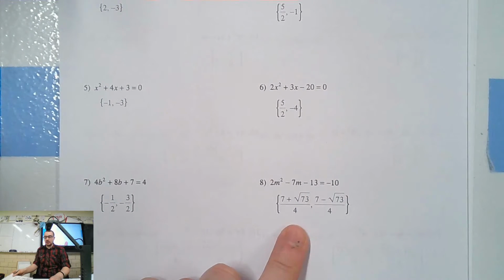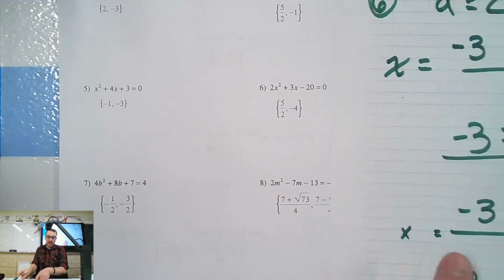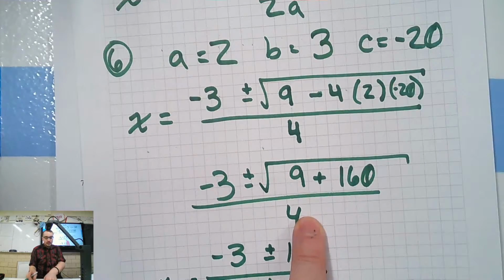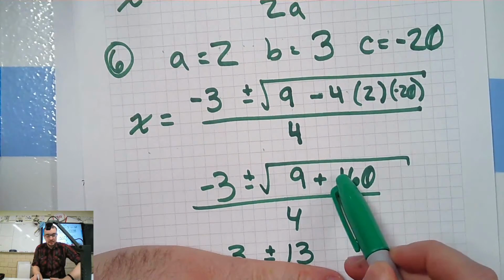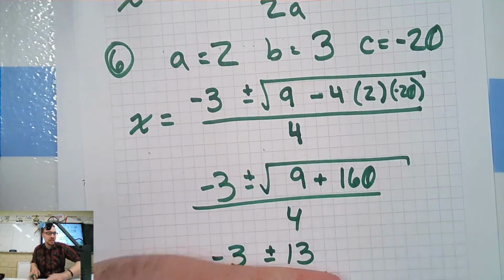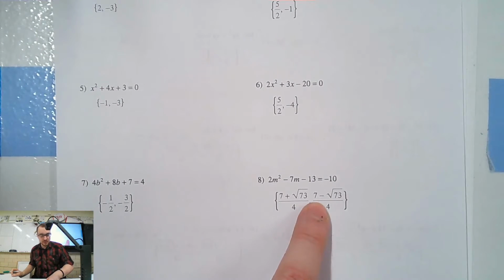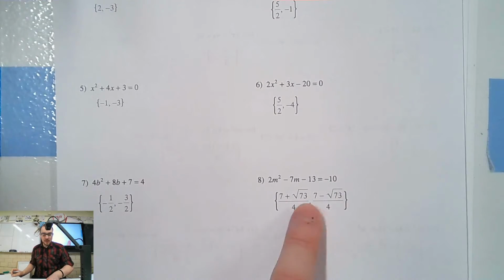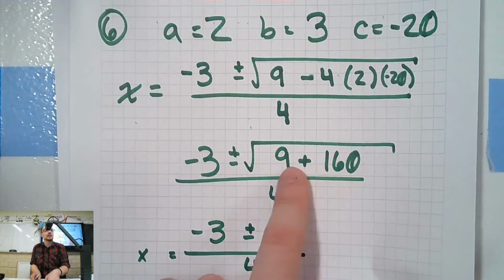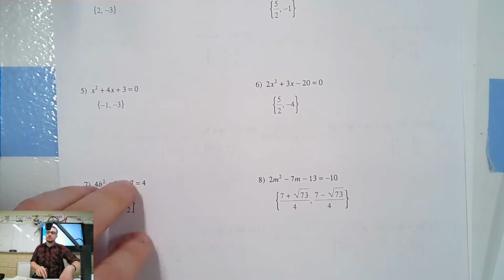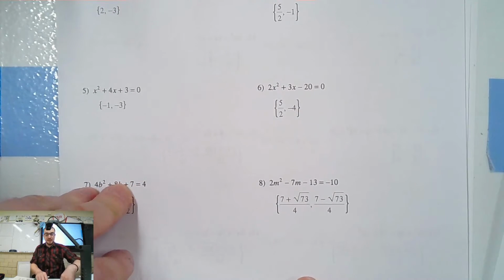It looks scary. But notice, it's just what we had before. That's 169. So we had negative 3 plus or minus the root of 169 over 4. This is something plus the root over 4. This is something minus the root over 4. All that means is that when they got their root inside here, it wasn't a nice root. It wasn't a perfect square. They just left it. That's an answer for number 8. But it should not be scary to you.